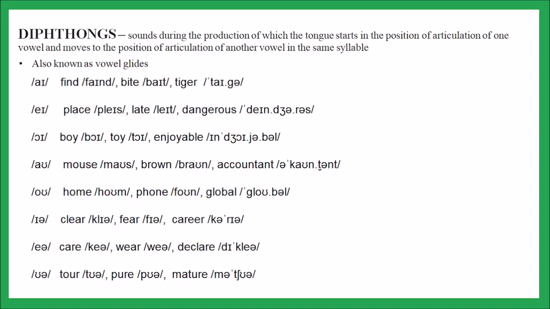Coming back. Om, home, phone, global. Then the next diphthong begins with an E sound and ends in an uh sound: ear, as in clear, fear, career. Clear, not clear, it is clear. Fear, career.